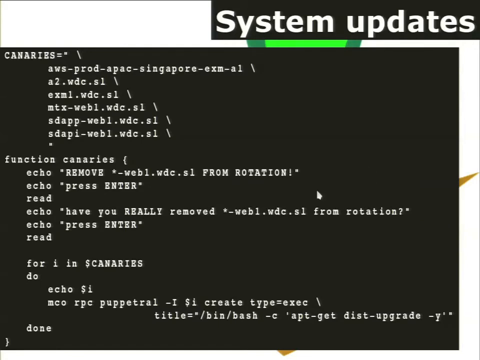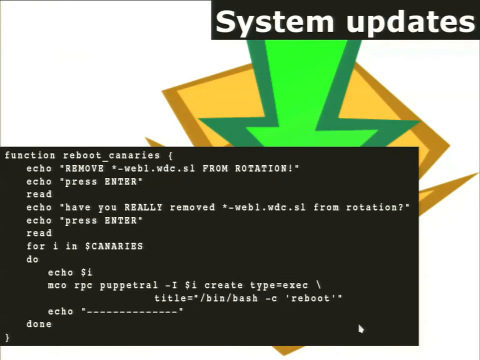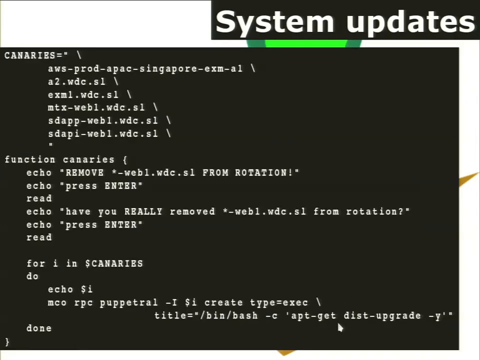We don't do this for all the infrastructure at once, so we apply a canary approach where we have a subset of servers that are, in fact, canaries. And for these, we will update all packages. So it's simply running mcollective and passing on a command. So in this case, it's apt-get upgrade -y.